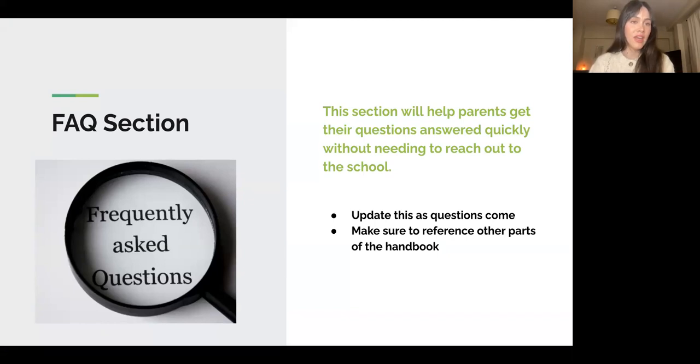For instance, if you keep getting the same question about carpool, you can put it in your FAQ and reference page 10 to see our carpool policies. You can answer the question that you're hearing the most, and just say, oh, we don't allow parking during carpool. Please see our carpool policy on page 10. So this helps immensely. For this, definitely use bullet points, be concise with your answers, and just grow this list as it comes. But I think it's important to add this section in your handbook.